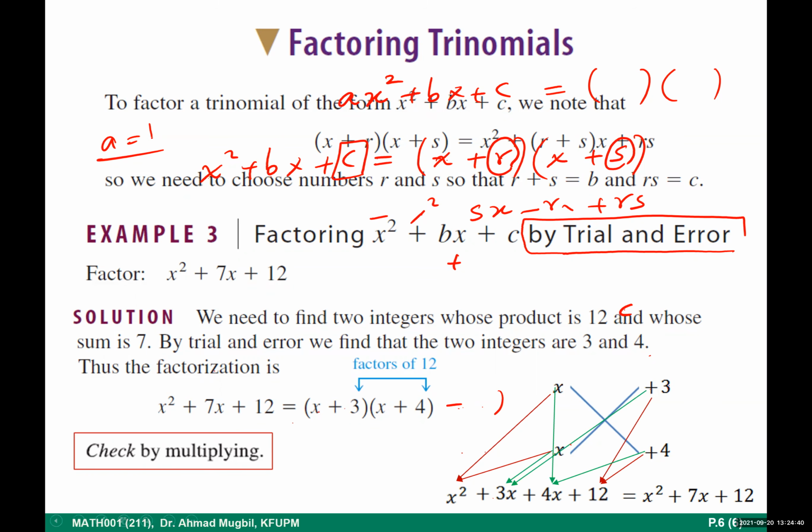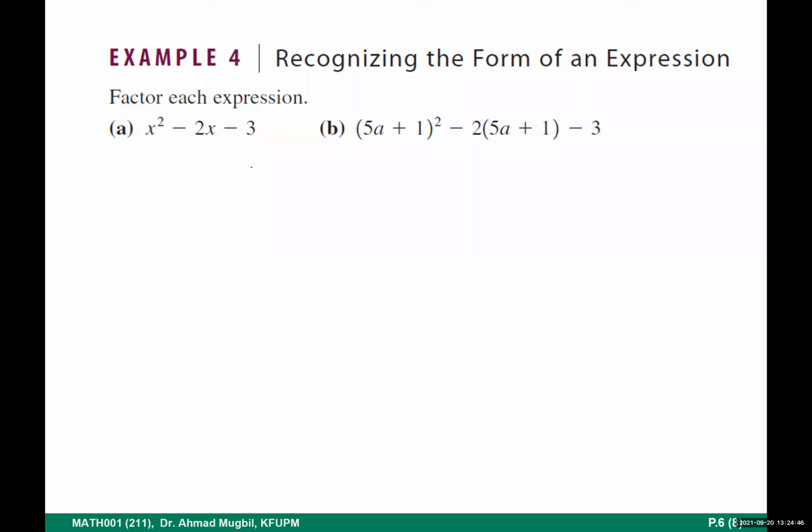Now look here, when we have x squared minus 2x minus 3. Again, the idea is so easy. You will open two brackets. Because the coefficient of x squared is 1, it is x times x. Think about two numbers. The product of them is negative 3. The sum of them is negative 2. Negative 3 and positive 1. The product is negative 3 and the sum is negative 2. So here we are.